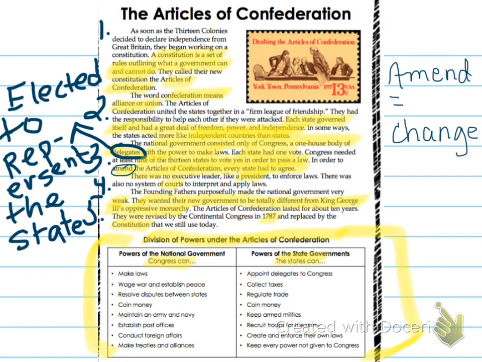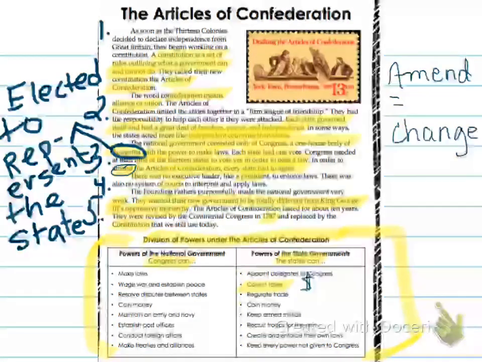We talked about what a delegate was. They could wage war and establish peace. That means Congress could say, yeah, we're going to war. They could also say, nope, it's time for peace, folks. Then, on the other side, the states, they could collect taxes. That's a big one. Taxes mean money.